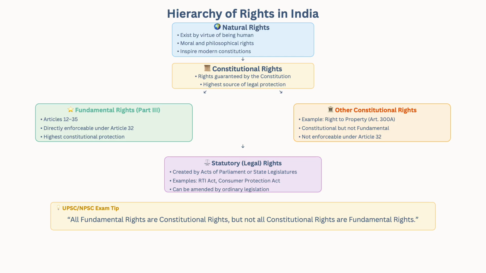Now, there's another type that is not explicitly mentioned in the Indian Constitution, but the Indian Parliament creates these rights using the powers given to them by the Indian Constitution. These are called statutory legal rights. Rights that are not mentioned in the Indian Constitution directly, but are created by the powers given by the Indian Constitution.